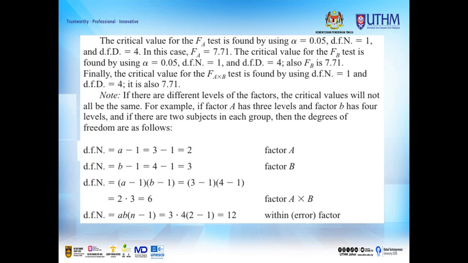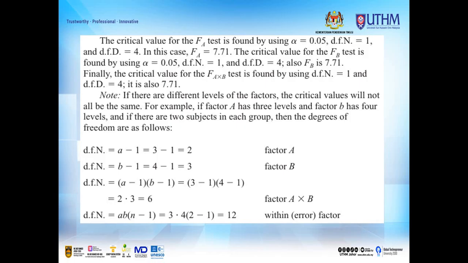The critical value for the FB test is found using alpha 0.05, DFN 1, and DFD 4. Also FB is 7.71. The critical value for FA times B will be found by using DFN 1 and DFD 4 as well. You will get the same value, which is 7.71.